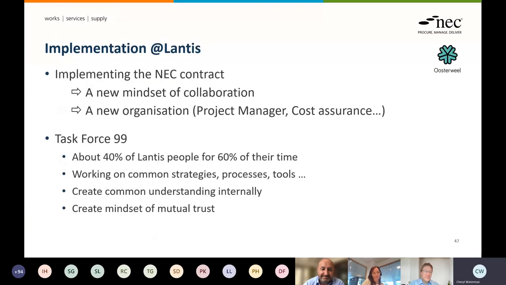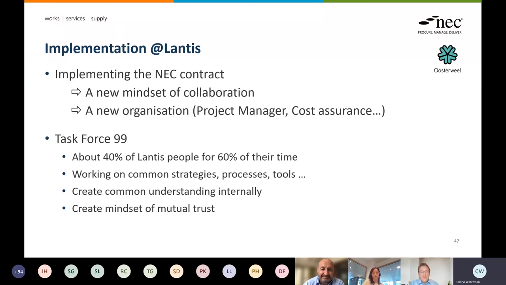Our last part is, of course, when you have the translation and the correct interpretation of the contract, there's a need to implement it in the organization. The implementation at Atlantis itself: we said in order to implement this NEC contract, we need a new mindset with our people for collaboration, but there's also a new organization. Cost assurance: our financial department is really working hard on a restructuring in order to be able to go for the cost controlling and cost assurance part with the target cost contract.